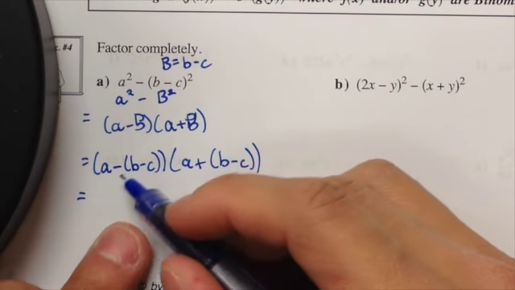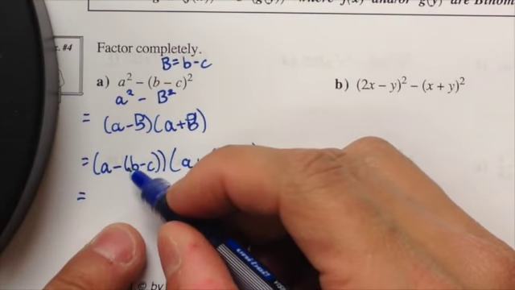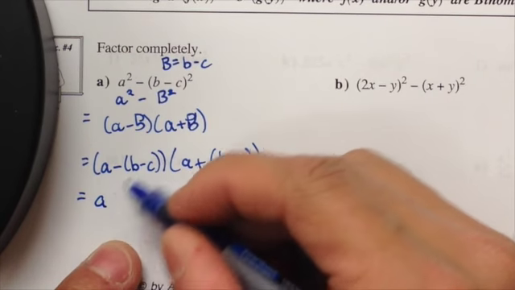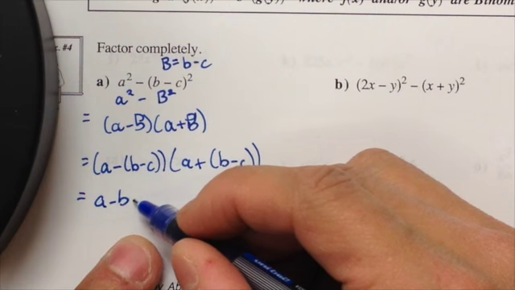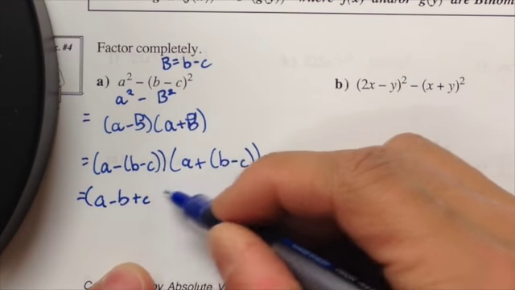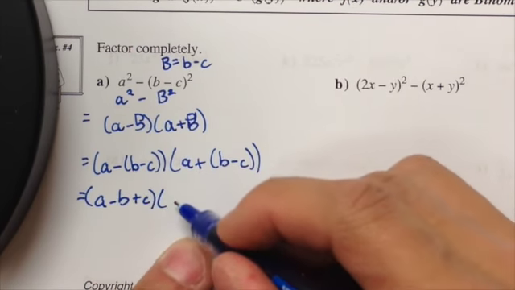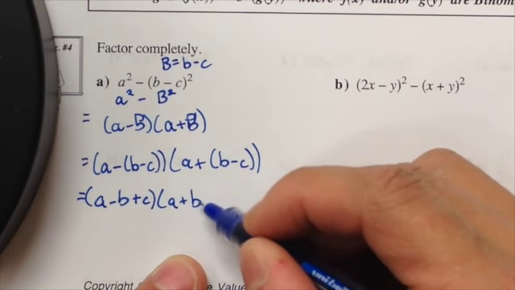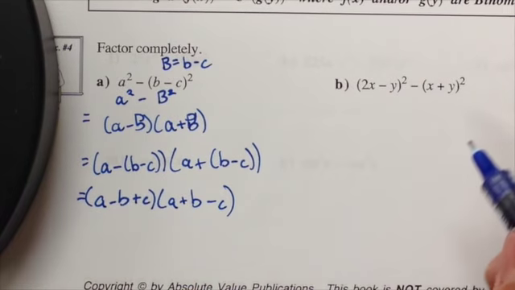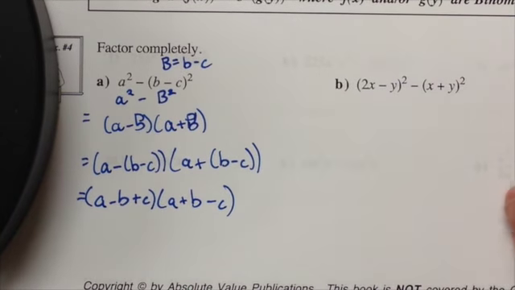Okay, so then what we're left with, if I get rid of these brackets now, is a minus b. A negative and a negative are going to be positive. A minus b plus c times a plus b, positive and negative, it's a negative, minus c. All right, now this last one.